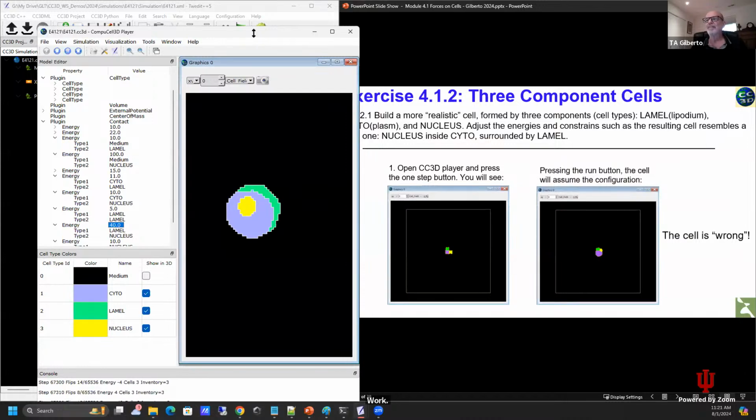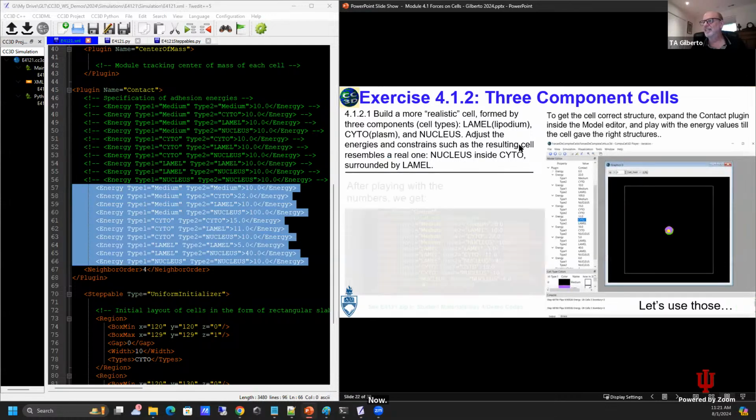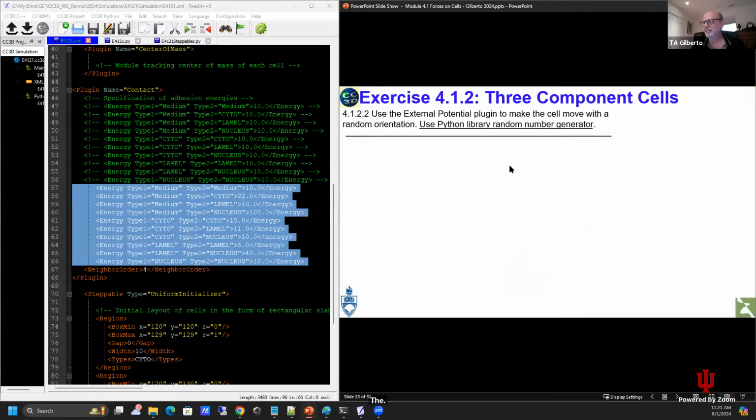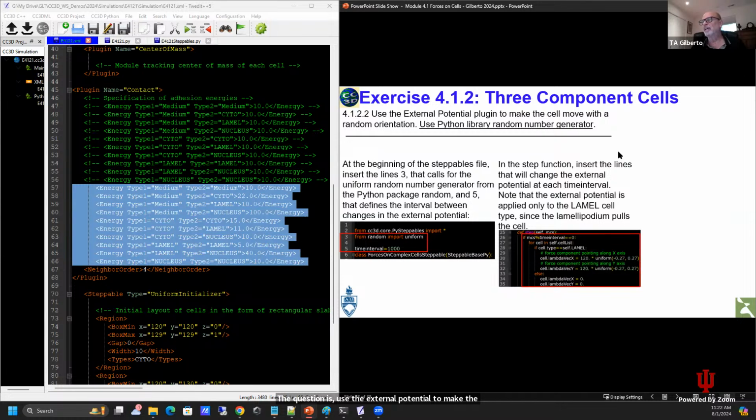So now we have to impose the movement. Everything is written here. The question is, use the external potential plugin to make the cell move with a random orientation. So we are now creating that persistent random walk. The cell will move in some direction, then change the direction of the force and move in another new direction. Okay? How do you do that?